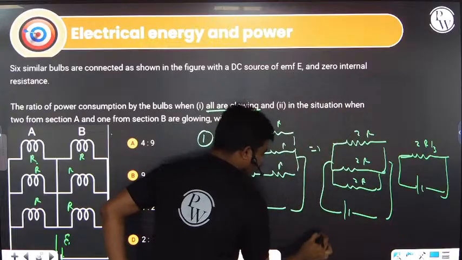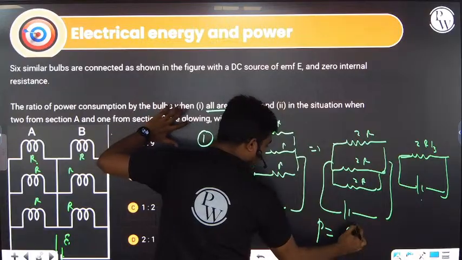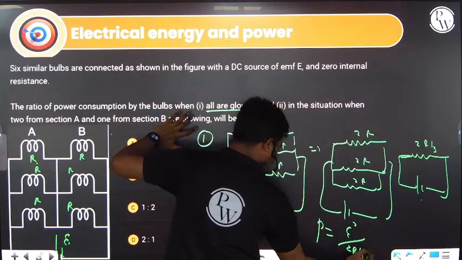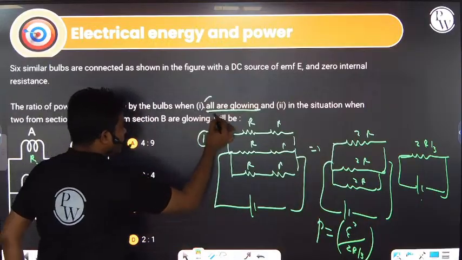And what is the power across this? The power across this will be written as, the potential difference is E only, right? So this will be E square divided by 2R by 3, right? E square divided by 2R by 3. This is the first case when all are glowing, right?